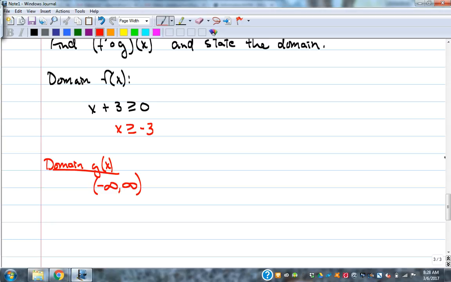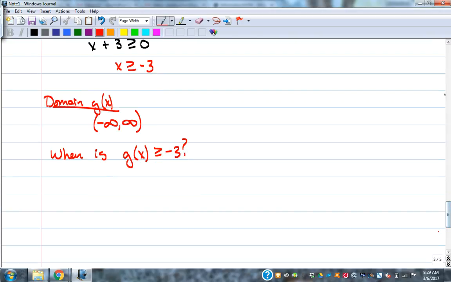All right, so we have a restriction on the f of x function. Remember, when we're doing function composition, the second function that's listed is the one that's going into that one. So we've got to know when g of x is fitting this domain. So when is g of x greater than or equal to -3? That's what we got to know for the composite function. So you got to take your second one, think about the domain restriction from the first one.